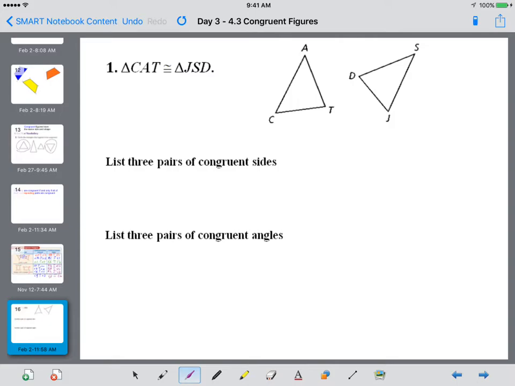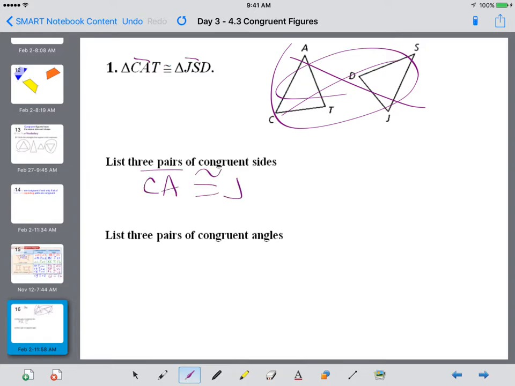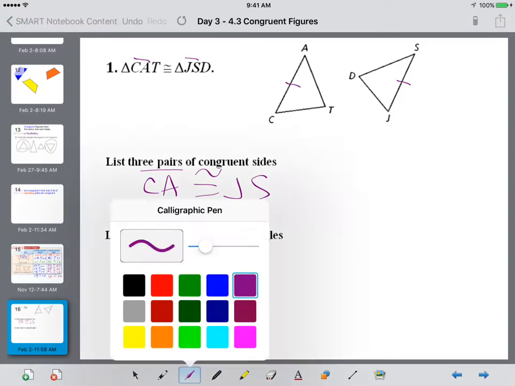So we're going to take some practice here. And I'm not even going to look at the diagram. Don't even need it. I'm just going to look at the order in which it is written to list the three pairs of congruent sides. Well, each side is made up of two letters. So if I go in order here, I can say side CA is congruent to JS. I will use it just to mark stuff. So CA and JS. Makes sense.